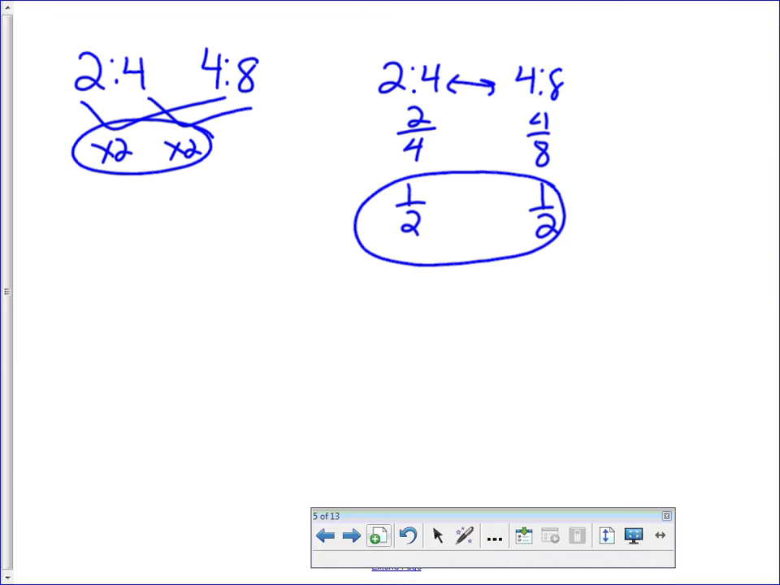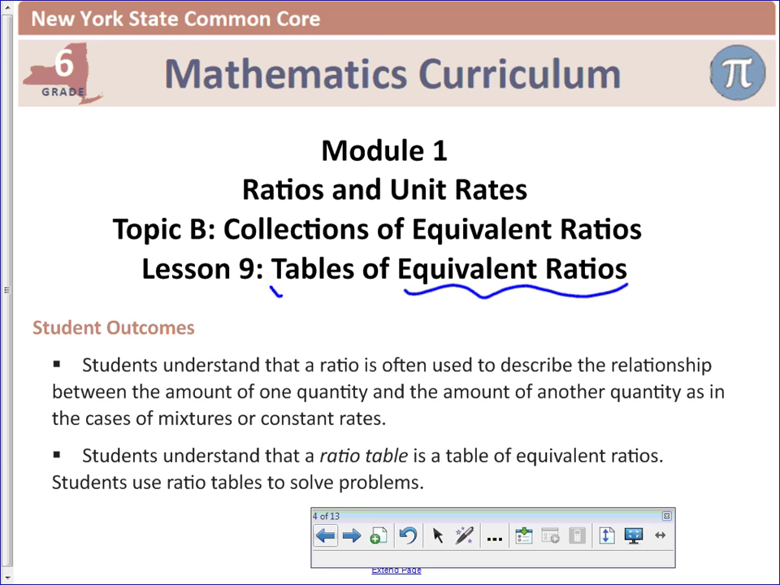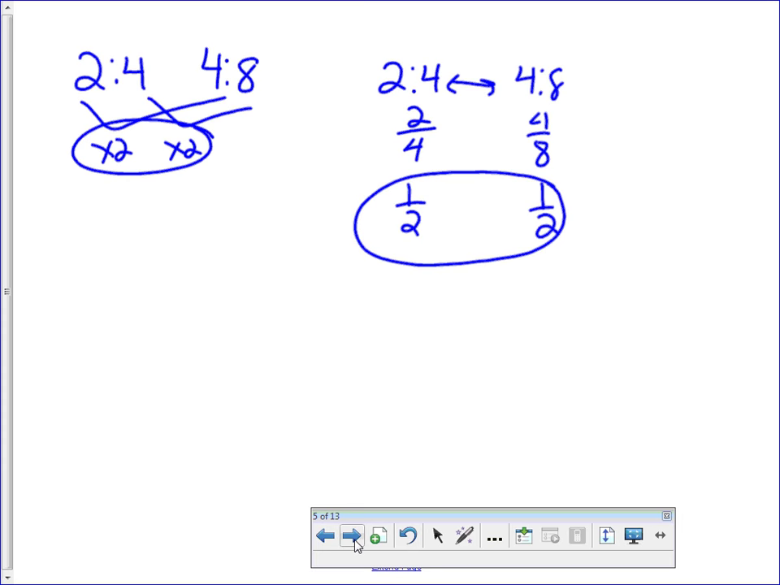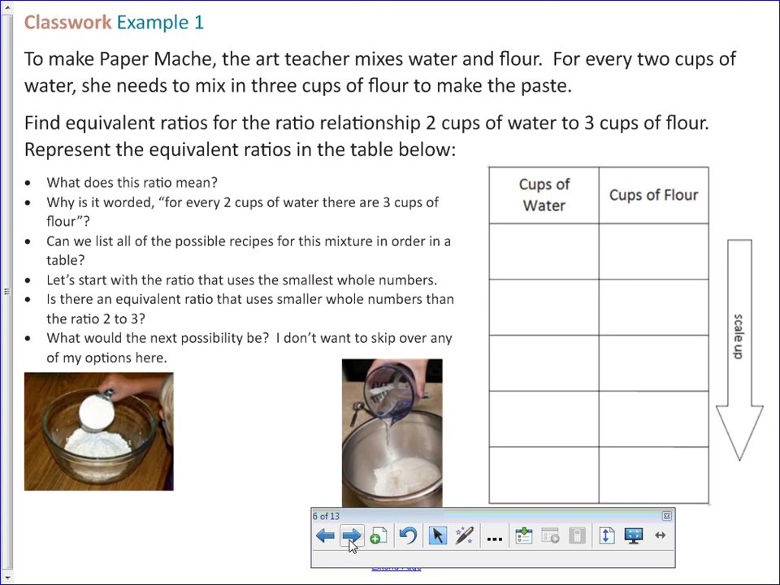Today we're going to continue looking at equivalent ratios, but today we're going to use tables. Not the kind of tables you're sitting at. But I'm sure you're very familiar with tables. In fact, I think we even used tables back in Lesson 1. So let's take a look at what this means.